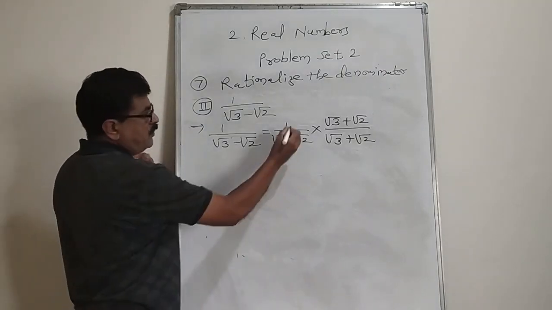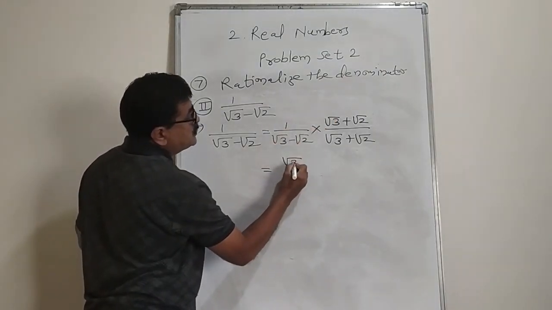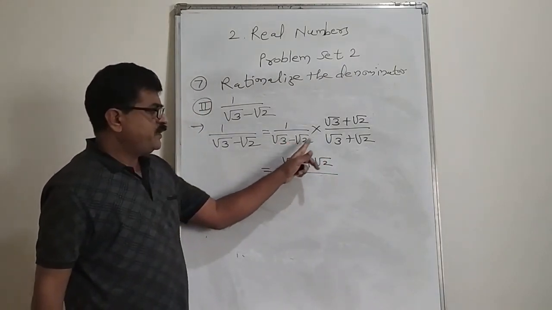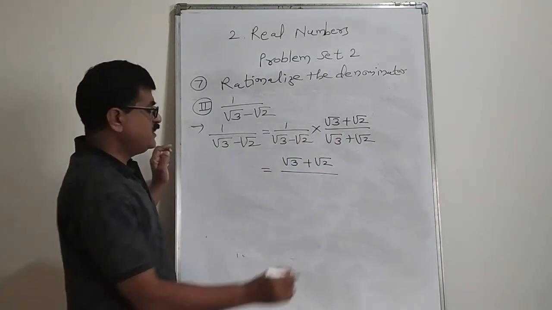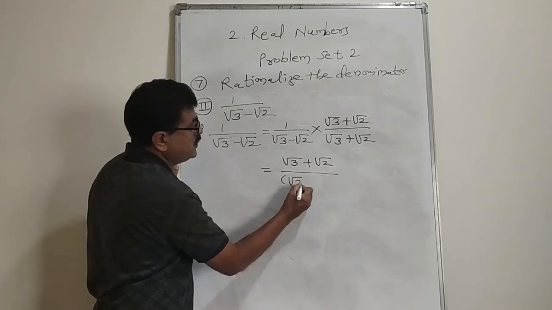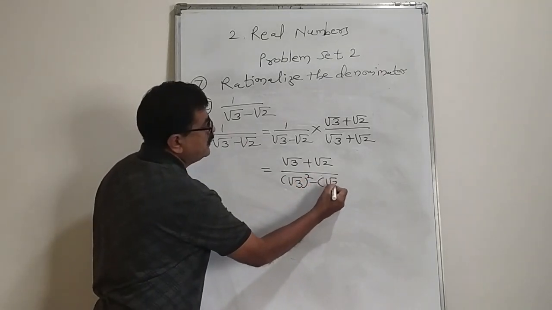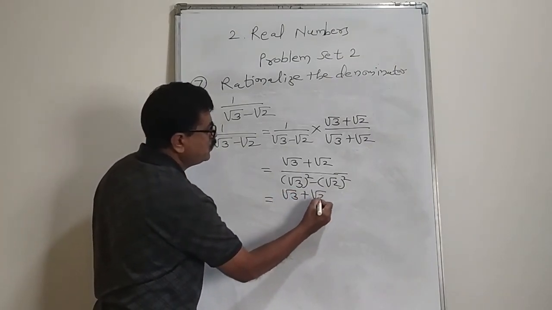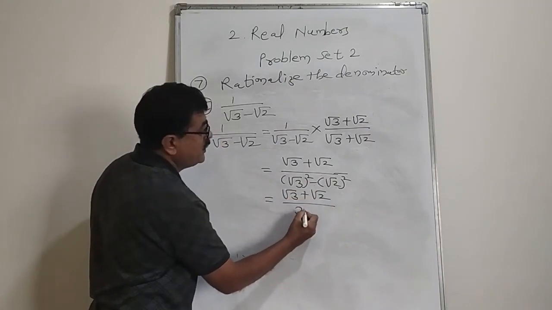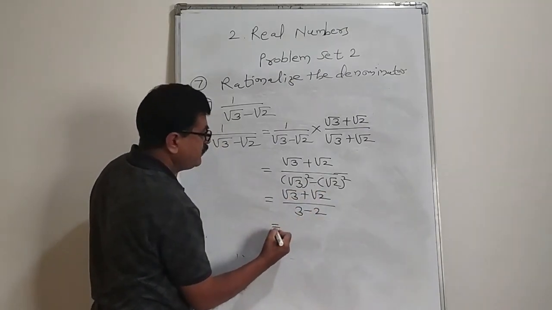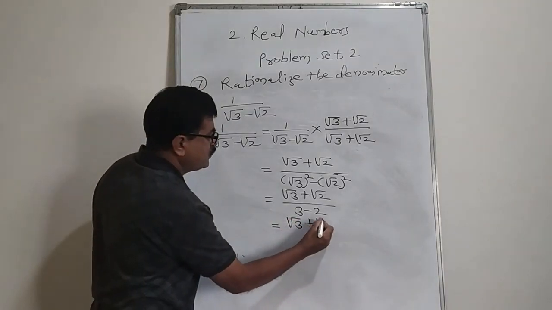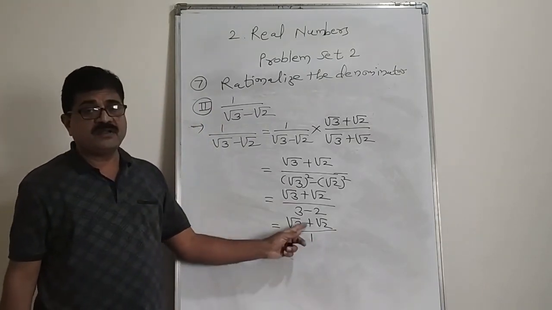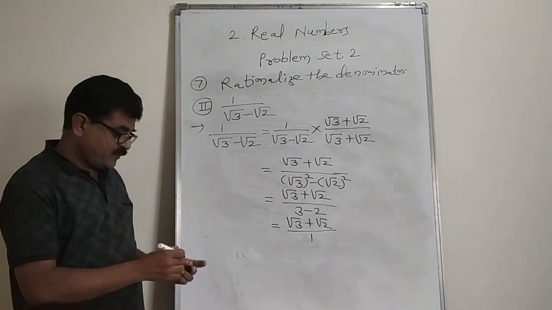Now in the numerator taking multiplication, that is square root 3 plus square root 2. In the denominator a minus b, a plus b. Therefore the formula of this is a square, that is square root 3 square, minus b square, that is square root 2 square, is equal to square root 3 plus square root 2 divided by square root 3 square is 3, minus root 2 square is 2, is equal to root 3 plus square root 2 divided by 3 minus 2, which is 1. Here in the denominator there is 1, that is a rational number. Therefore this is the answer.